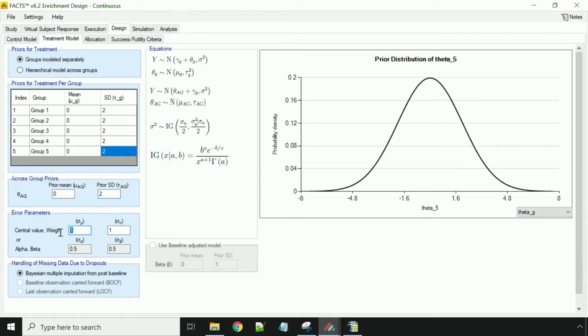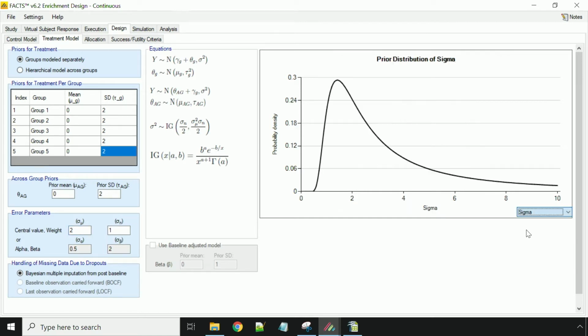And then lastly, we set up a prior for the variance of the endpoint, or the standard deviation, where we'll be using the conventional inverse gamma distribution. We give it a central weight of 2, which corresponds to the standard deviation of 2 that we're simulating. But we only give it a weight of 1. So again, this prior is only very weakly informative. It's looking something like that.